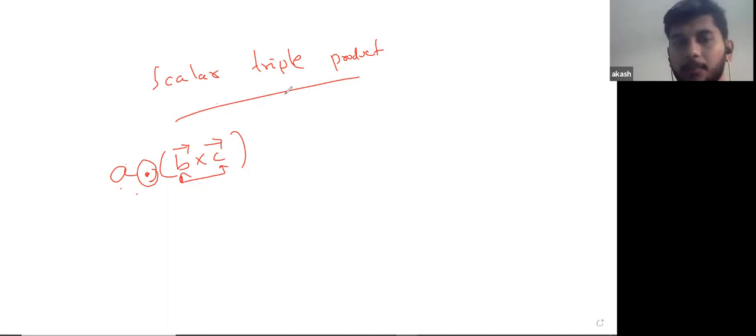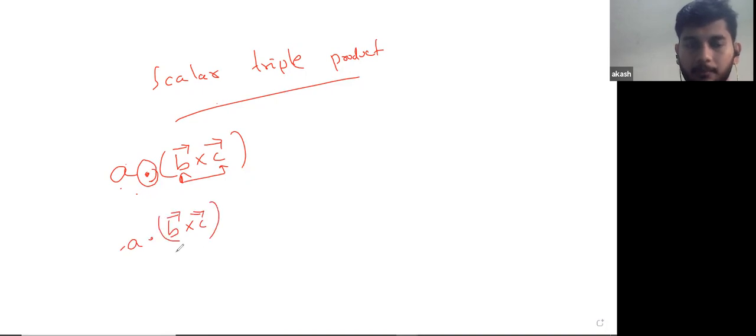So in the scalar triple product, the final answer will be a scalar quantity, because finally we are doing a scalar product. This is written like this.